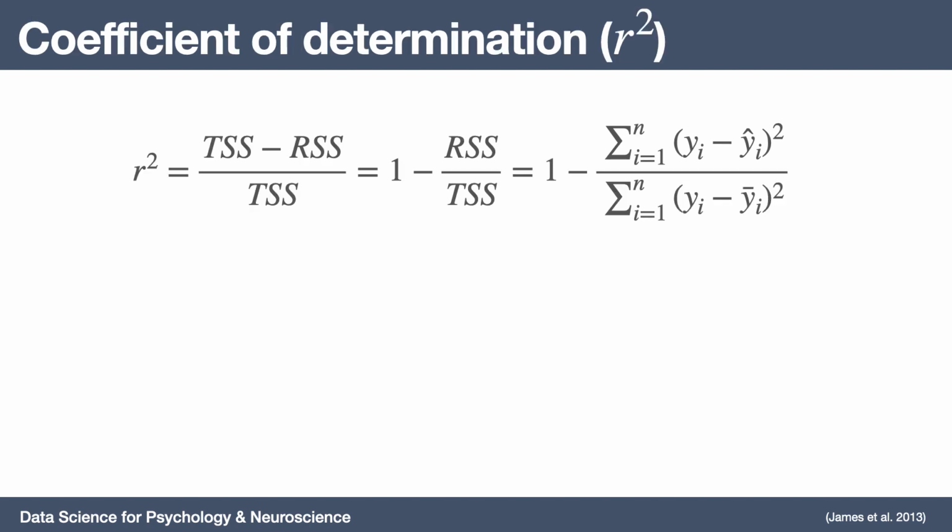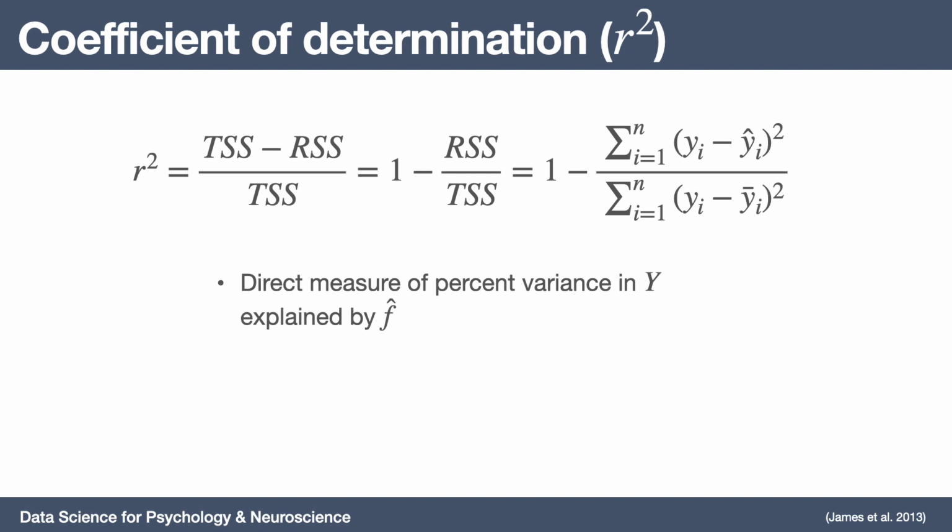Another measure that has, I think, more intuitive value is the coefficient of determination, or R squared. R squared compares the total sums of squares to the residual sums of squares. So it's typically defined as the total sums of squares minus residual sums of squares over the total sums of squares itself, which can be rewritten as 1 minus the ratio of the residual sums of squares over the total sums of squares. It's a direct measure of variance in y that can be explained by your model f hat. It is a percentage term.